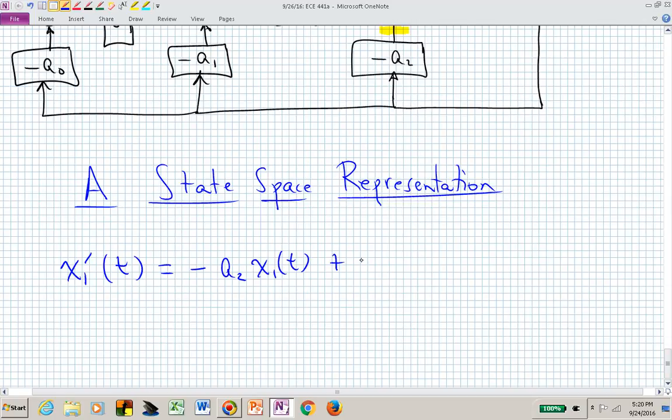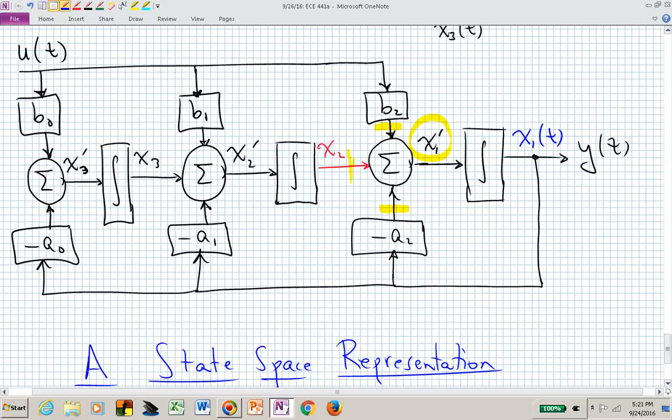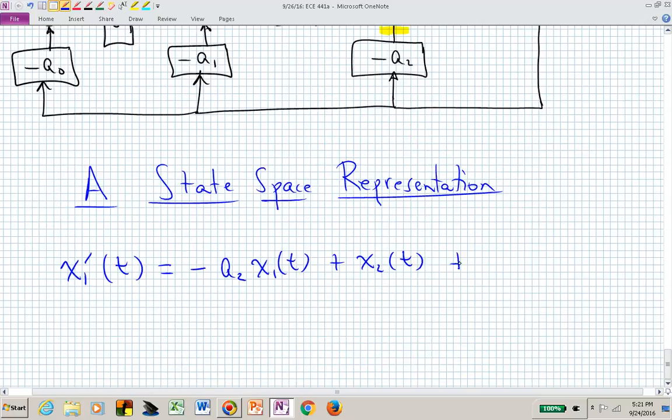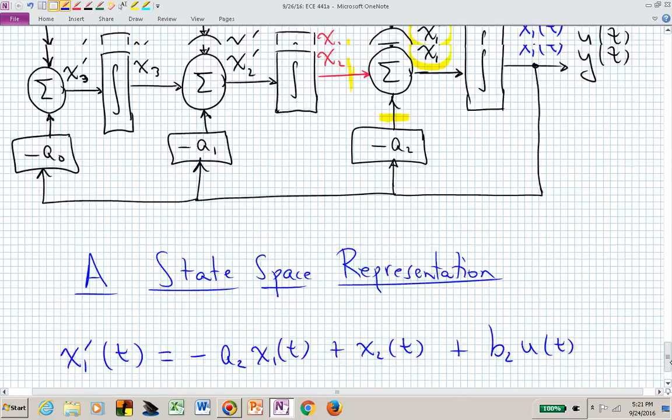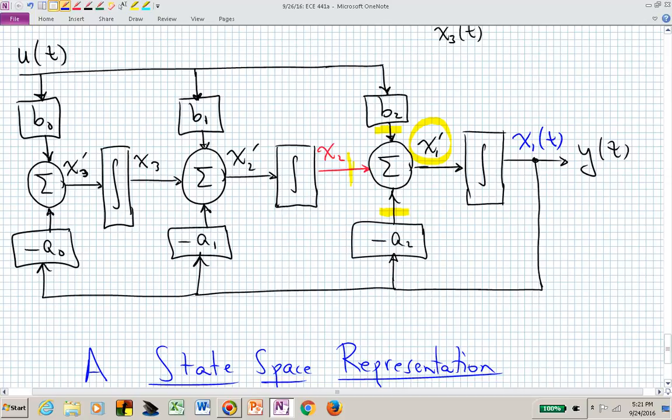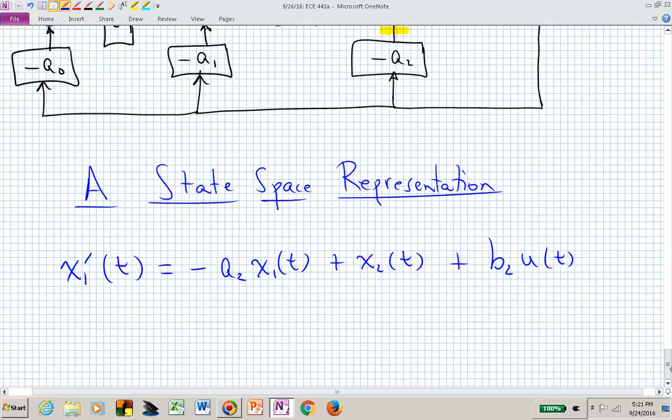We have plus x sub 2 of t. That's the horizontal signal coming in to that summing junction. And then we have the signal coming down from above, which is a scaled input, or plus b sub 2 u of t. Hopefully you see that now the output of that summing junction, x1 prime, is this combination of three signals, a scaled x1, x2 without any scaling, and a scaled u, to produce this first equation.